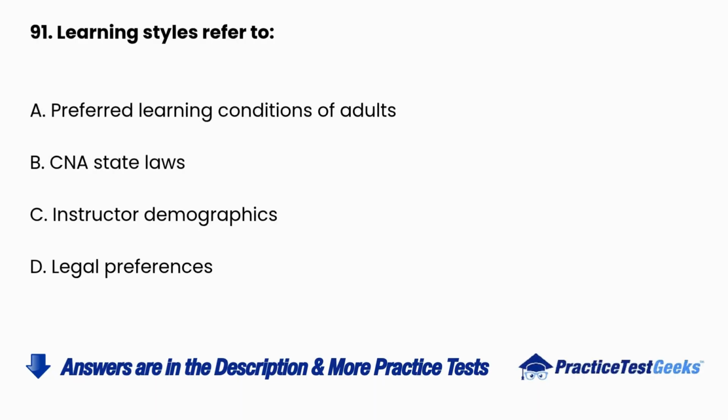91. Learning styles refer to A. Preferred learning conditions of adults. B. CNA state laws. C. Instructor demographics. D. Legal preferences.